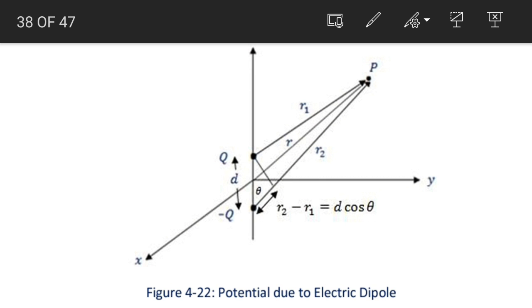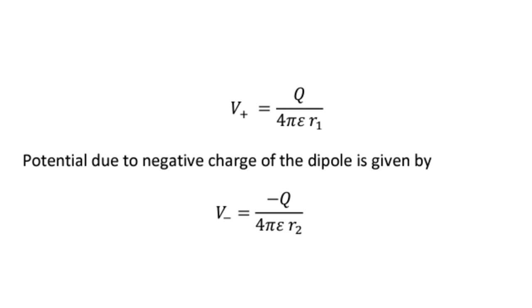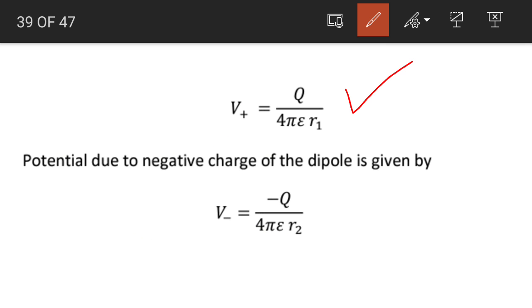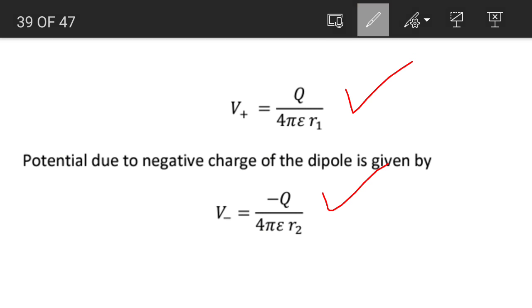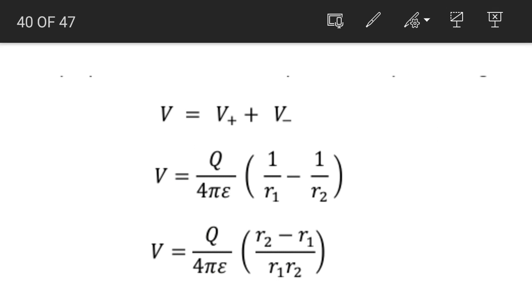So let us calculate the potential at the given point due to the positive charge. The potential at the given point due to the positive charge will be equal to Q by 4 pi epsilon r1. And the potential at the given point due to the negative charged particle will be equal to minus Q divided by 4 pi epsilon r2. We take the sum of these two potentials, and the sum will give you the total potential at the given point. So the total potential will be equal to Q by 4 pi epsilon into 1 over r1 minus 1 over r2. This equation can be written in this form as well.